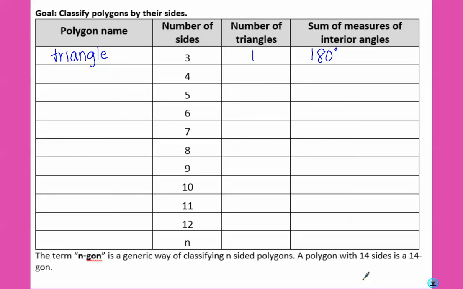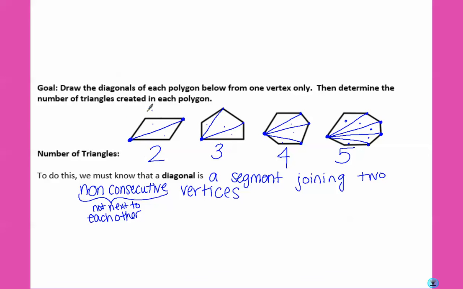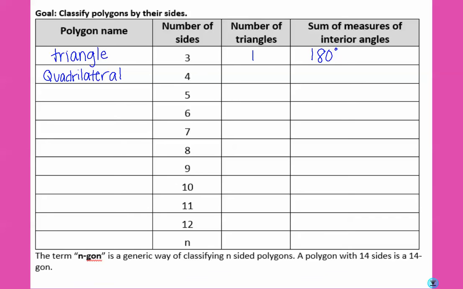So if there's 4 sides, it's called a quadrilateral. Let's look back on our figure that had 4 sides, this one right here. How many triangles did we get when we drew the diagonals? There was 2. So if one triangle has 180 degrees, 2 triangles would have 360 degrees.